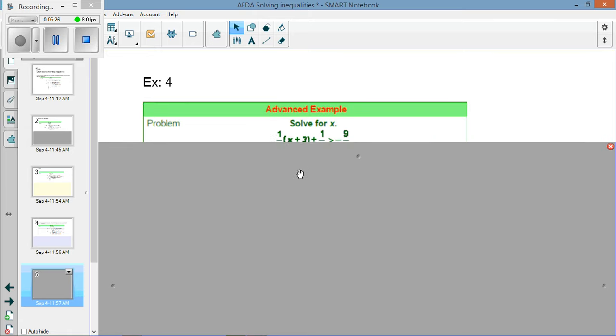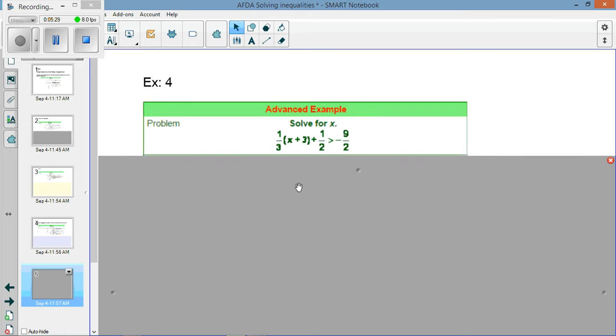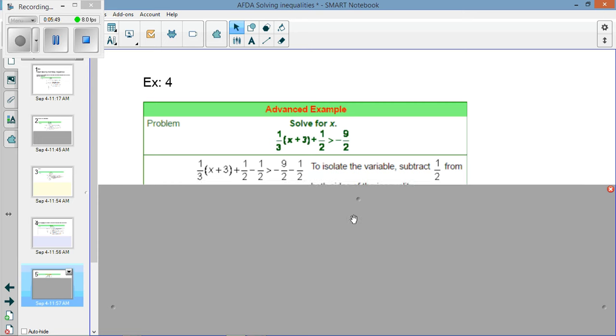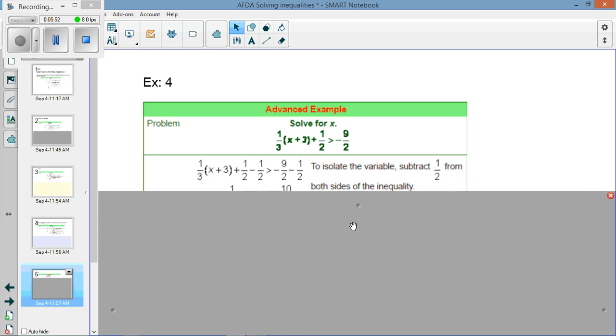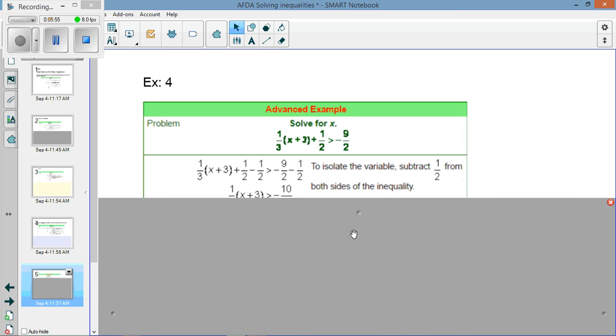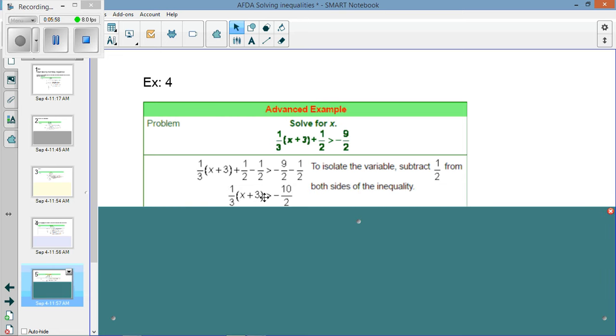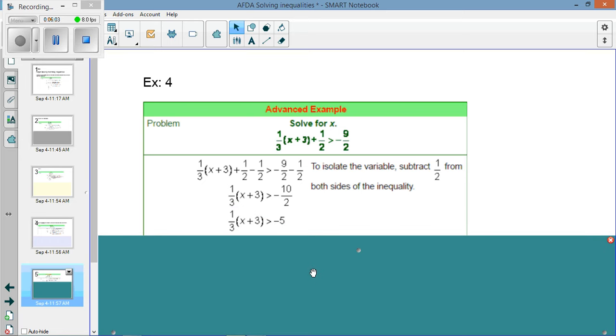So again, our last example with fractions, because I know that when we were together last, I believe it was Friday, a lot of you said, hey, I love fractions. So let's go through and look. We have 1/3 times the quantity x plus 3 plus 1/2 is greater than -9/2. So again, we're going to isolate the variable. We're going to subtract 1/2 from both sides. So now we have 1/3 times the quantity x plus 3 is greater than -10/2. We simplified that -10/2 to be -5.